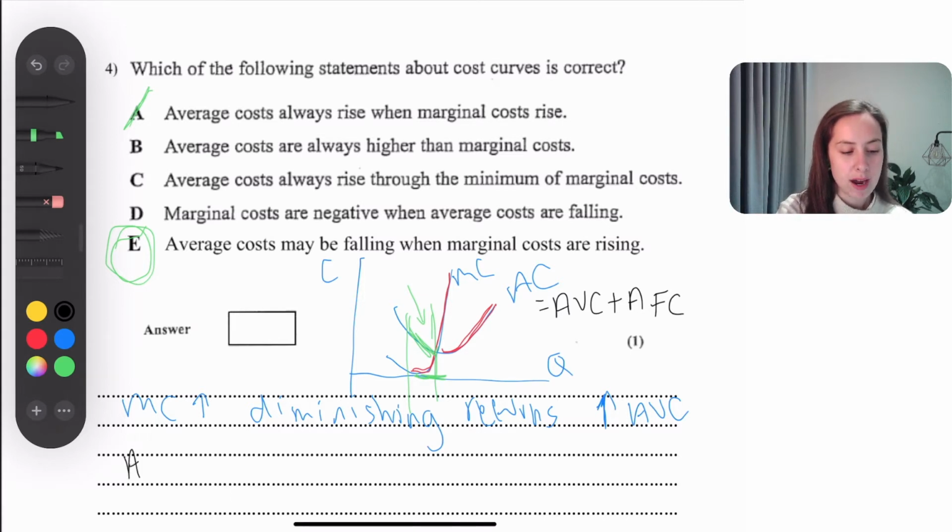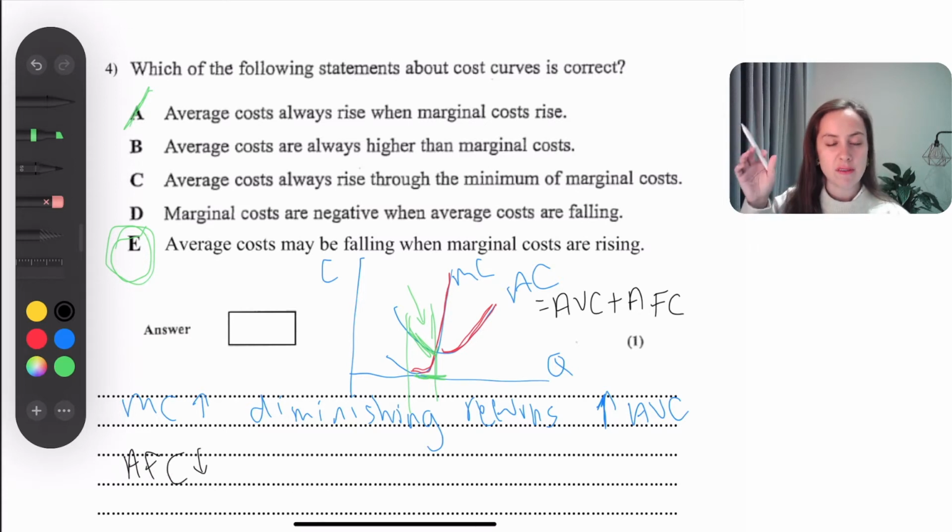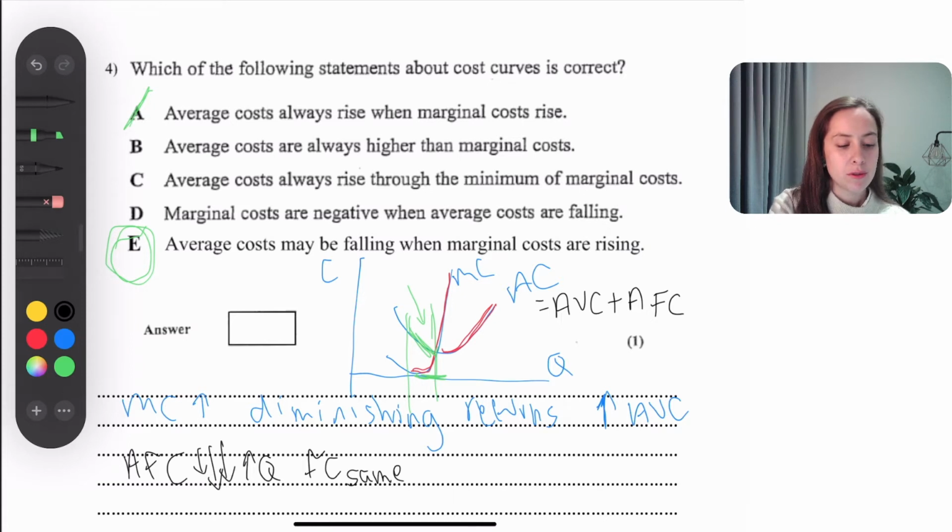And I don't even remember this, but you will have average fixed costs always falling on this graph. It's not on the graph, but you can infer that because there's always more quantity, but the fixed costs are the same. So average fixed costs are on their way down. And the thing to remember is average fixed costs fall really, really fast in the beginning. They fall super fast.